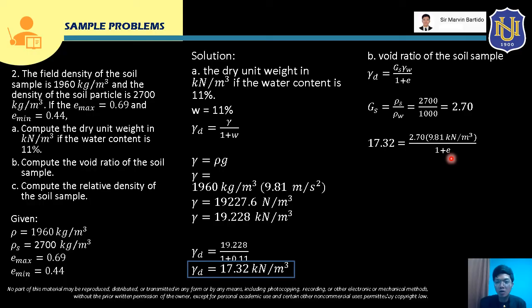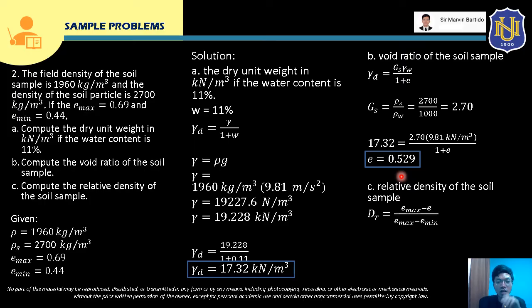Okay, so class, yung lalabas sa calculator ay, so this is 0.529, no, for the void ratio. So class, this is already the answer for letter B. Now, for letter C, compute the relative density of the soil sample.